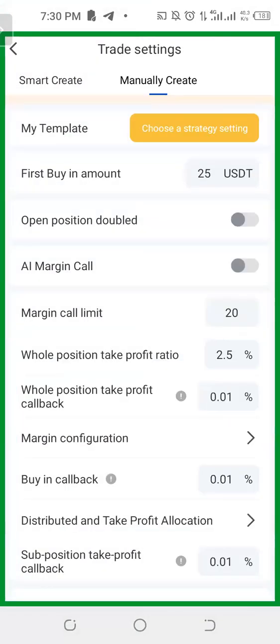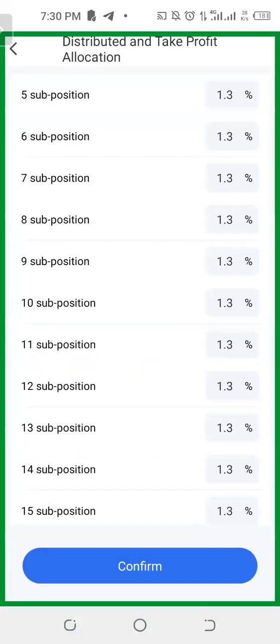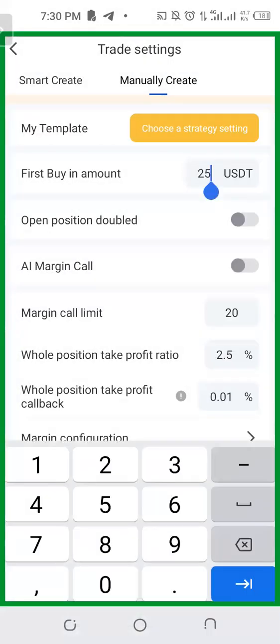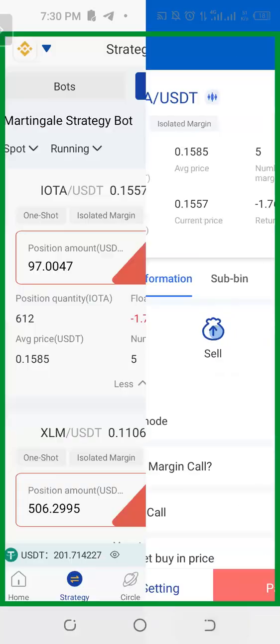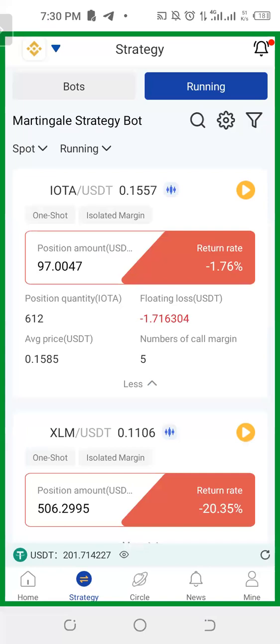And you can see that the first buy here is $25. It is high because this account has capital. But if you don't have that capital, reduce it to like 10 or 11. It won't exhaust your capital. Are you getting me? So that's how you can open the margin call so that you can reduce your floating loss.